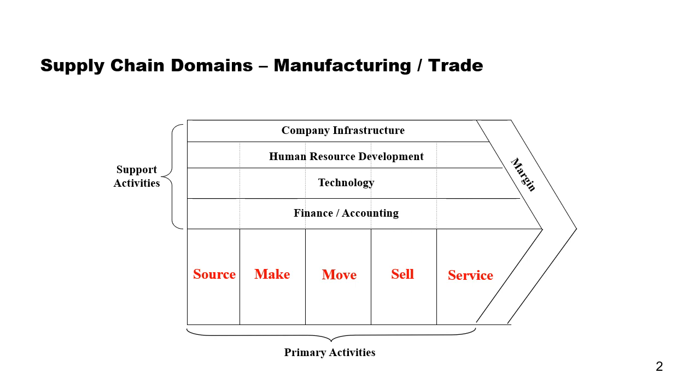Source refers to purchasing and procurement. Make can be production and packaging. Move refers to transportation and logistics. Sell is about pricing, promotion, and retailing. And service refers to customer services, such as maintenance and support. Human resources, technology, and finance, accounting are supporting activities.